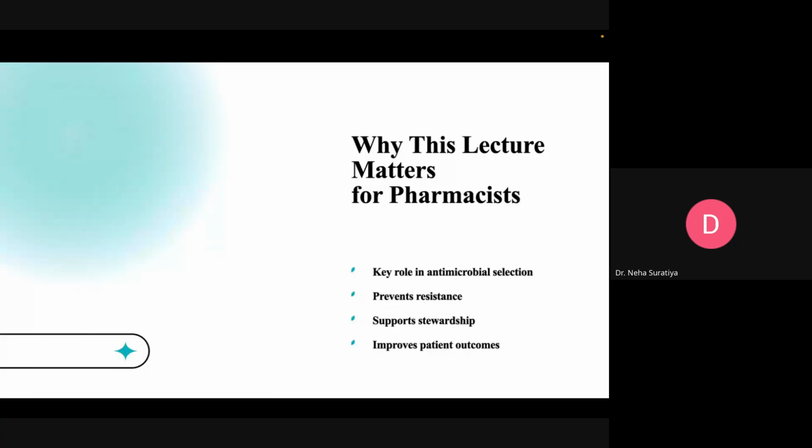Okay, so let's start. I think the why is clear now. Let's jump towards the learning objectives, what to expect by the end of this session. Before we go ahead, let us be very clear about what you should be able to do after this lecture. Very first, you should be able to interpret gram stains. That means you look at a gram stain report and understand what type of bacteria is present, whether it is gram positive or negative.